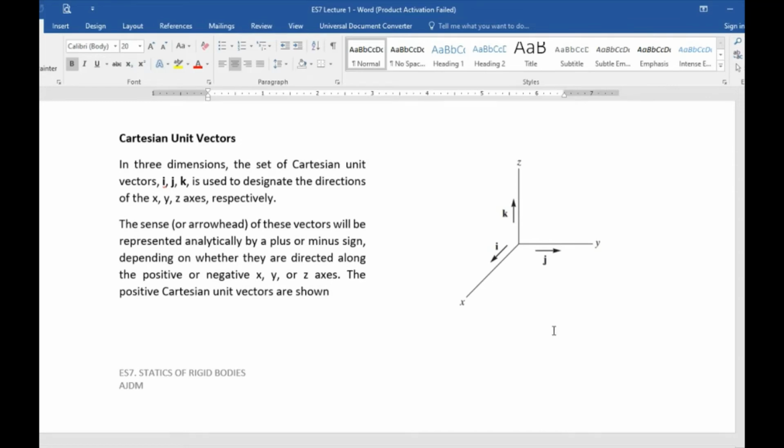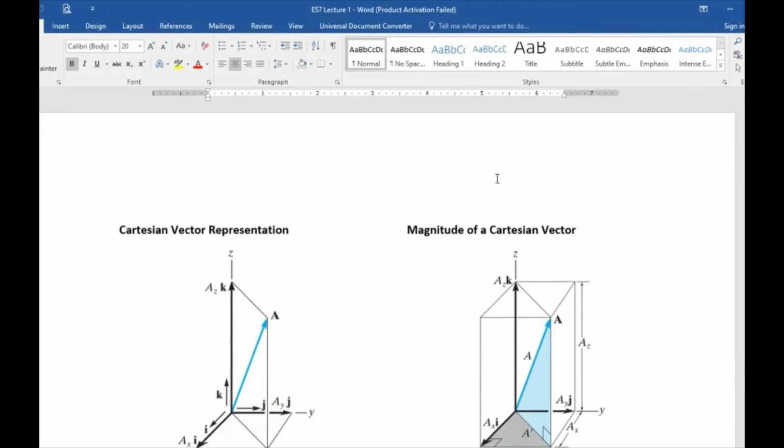Next, we have Cartesian unit vectors. So, in 3 dimensions, the set of Cartesian unit vectors i, j, k is used to designate the directions of the x, y, z axes respectively. The sense or arrowhead of these vectors will be represented analytically by a plus or minus sign, depending on whether they are directed along the positive or negative x, y, or z axes. The positive Cartesian unit vectors are shown. So, yung Cartesian unit vectors natin, we have i for x, j for y, and k for the z axis. No? Okay.